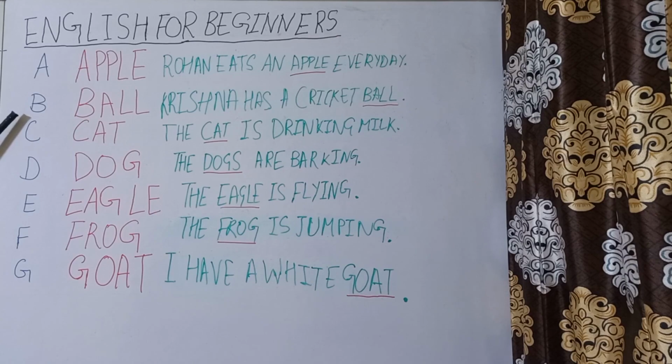B. B for ball. Ball is spelled as B A L L. Let's see how the word ball is used in a sentence. Krishna has a cricket ball. Let's move to the next alphabet.